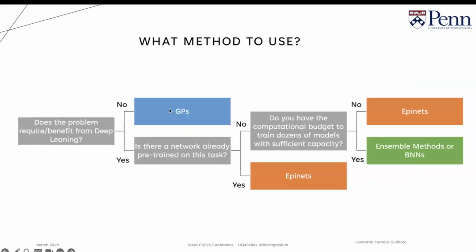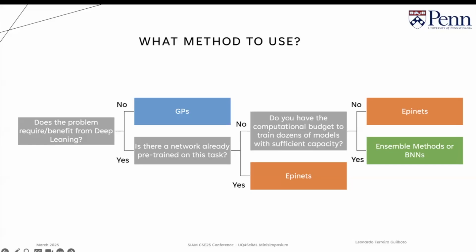And I think something that's really important here is trying to determine what is the best method to use for each problem. And in my opinion, this flowchart represents a good guideline. So when you're trying to decide what method to use for a surrogate model in Bayesian optimization or composite Bayesian optimization, you should ask yourself, does the problem I'm looking at require or benefit from deep learning? If the answer is no, if your problem is simple or low dimensional, you should probably stick with Gaussian processes.